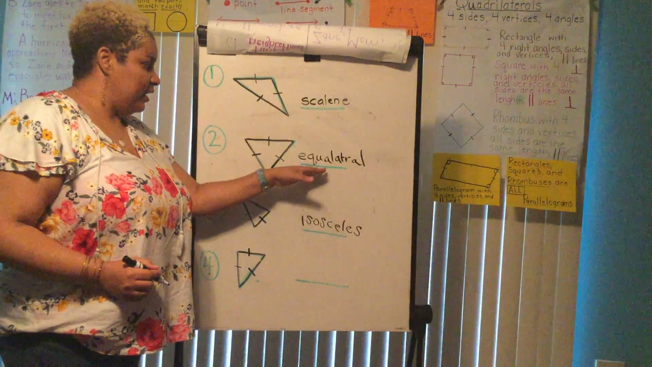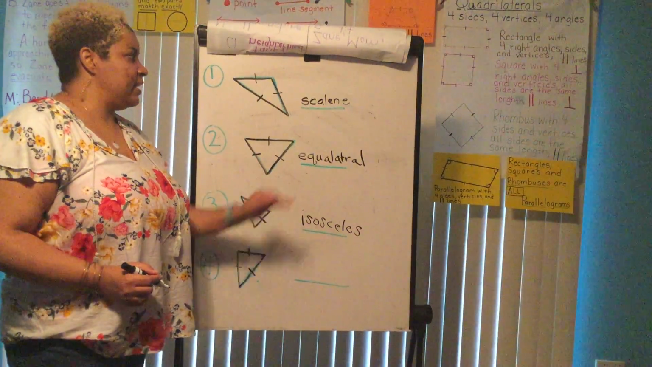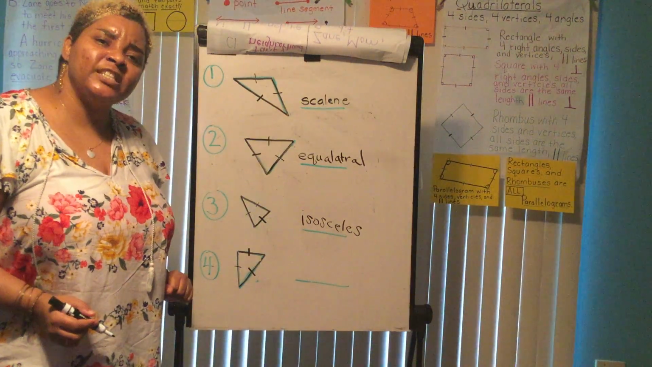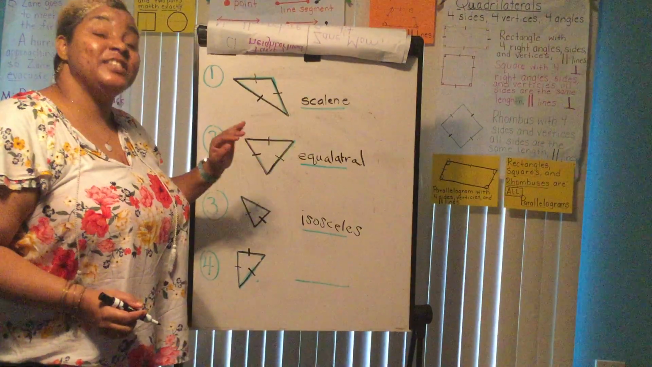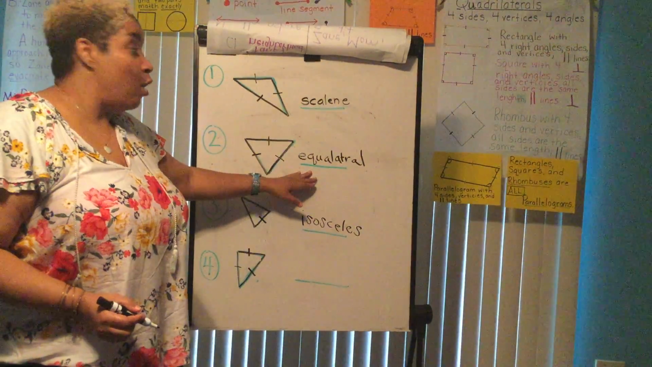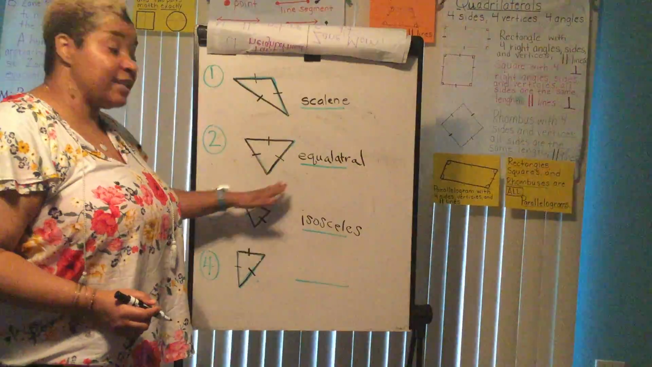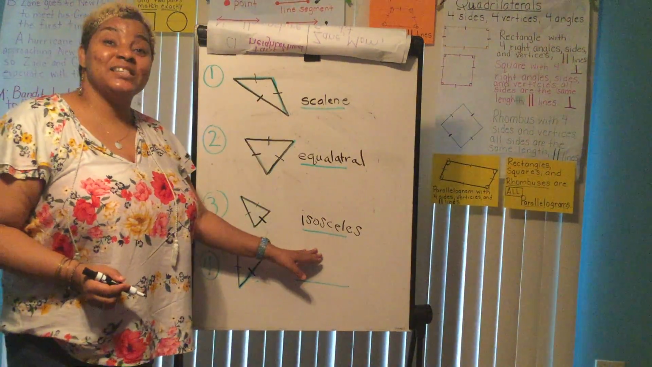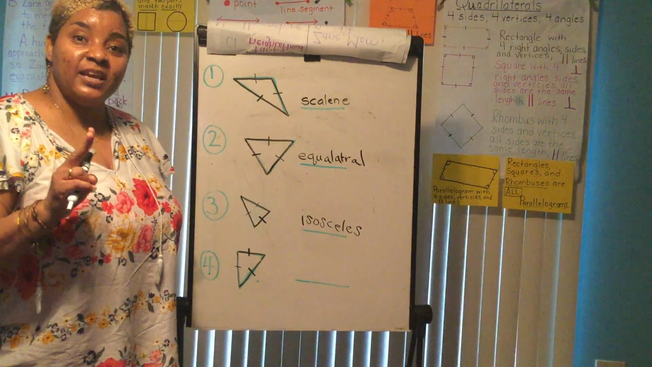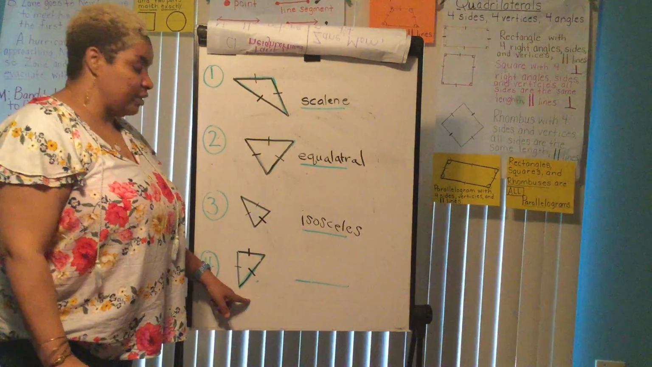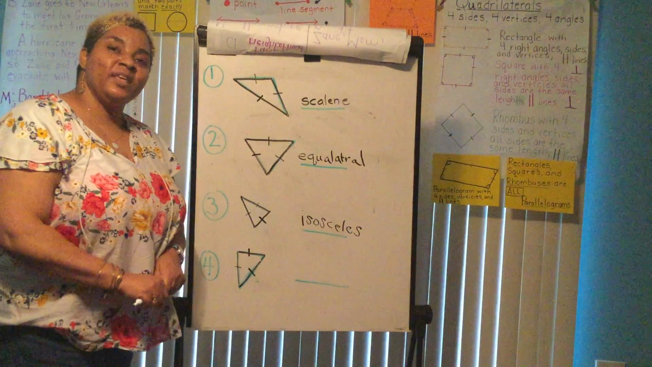Scalene, equilateral, isosceles. Scalene, the score is different, none of the sides are the same. Equilateral, all the sides are the same length. Or isosceles, ice, ice, baby, two sides are the same. None of these sides are the same. Write down what you think it is.